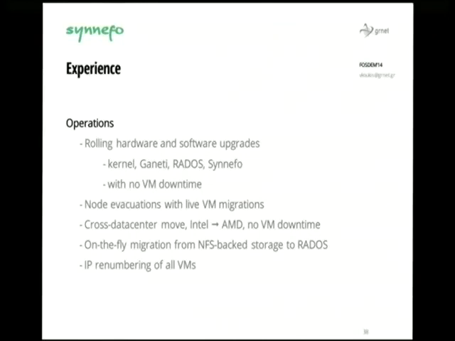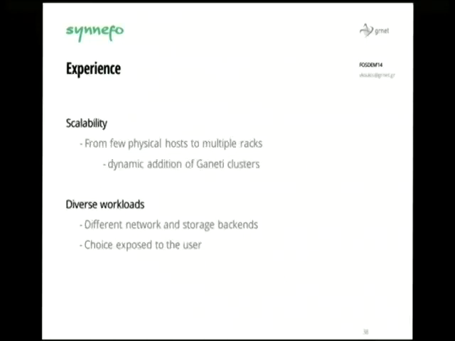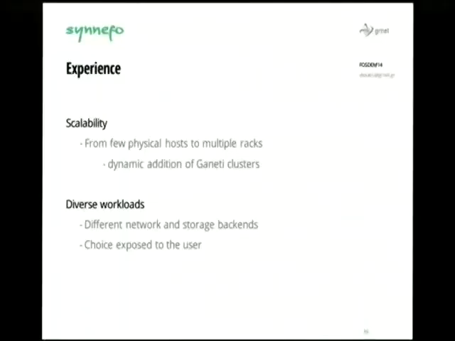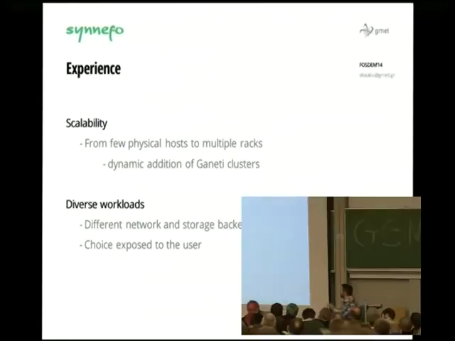We have been able to do node evacuations in production, and live migrations. We're able to do migrations across data centers, from Intel to AMD machines. Nobody understood a thing. We're able to do migration from NFS to Rados. Nobody understood that their blocks were moving. We have scaled from a few physical hosts to the order of hundreds of hosts, now about 300 hosts. We're able to add Ganeti clusters dynamically for scaling, and we expose all choices regarding the storage backends to users.